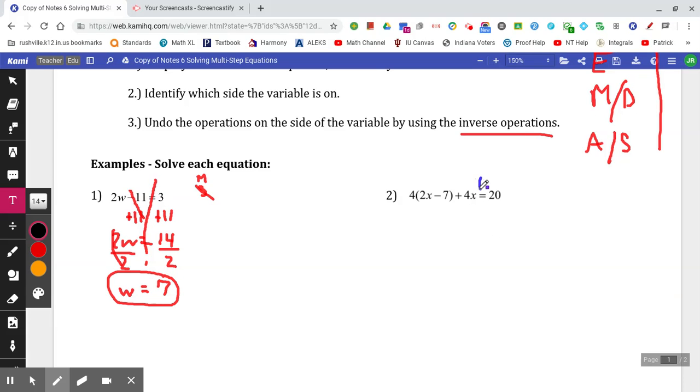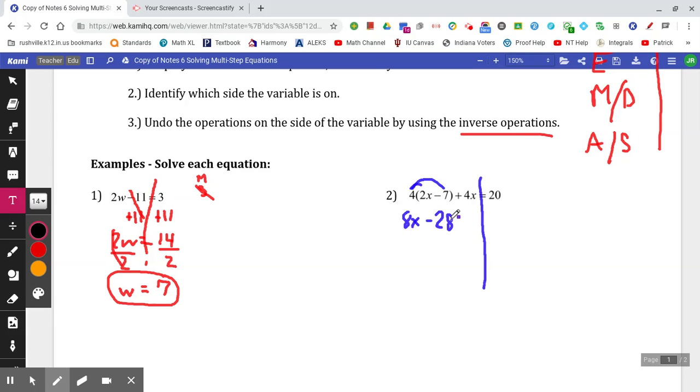On this next one, when I split the left-hand side from the right-hand side, I notice my left-hand side has quite a bit going on. So I'm going to try to simplify it as much as possible. I get rid of the parentheses by using the distributive property with that 4. So I'm going to take everything inside the parentheses times 4. So 4 times 2x will give me 8x. And then I'll take 4 times negative 7, which will give me negative 28.